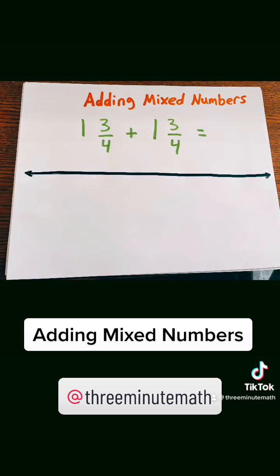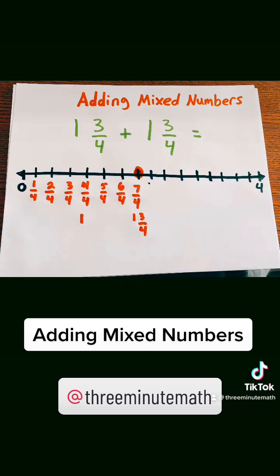Next, we're going to add mixed numbers on a number line. I have 1 and 3/4 plus 1 and 3/4. I'm going to start off by plotting 1 and 3/4 on my number line. Note that 1 and 3/4 is the same as 7/4.